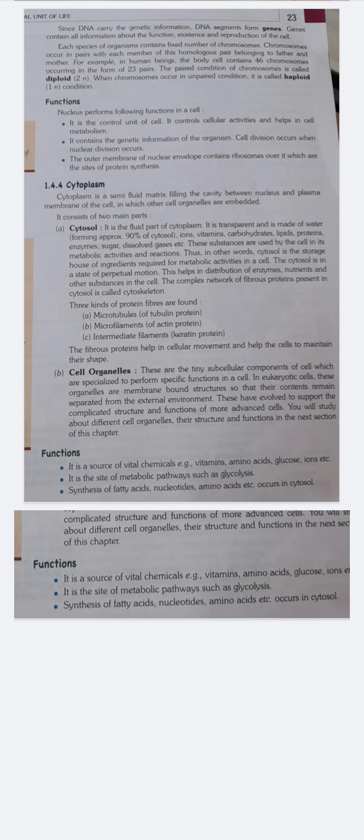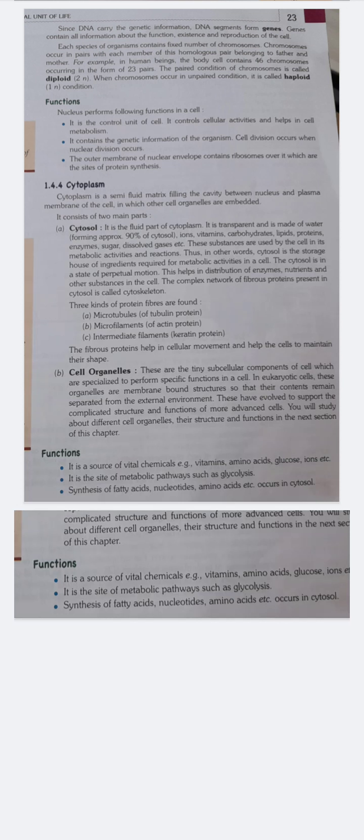What is the cytosol? Cytosol is the fluid part of the cytoplasm. It is transparent, mainly made up of water, ions, vitamins, carbohydrates, lipids, protein, sugar, dissolved gases, etc. These substances are used by the cell in metabolic activities and reactions. Cytosol is the storage house of the ingredients which are required for the metabolic activities of the cell.